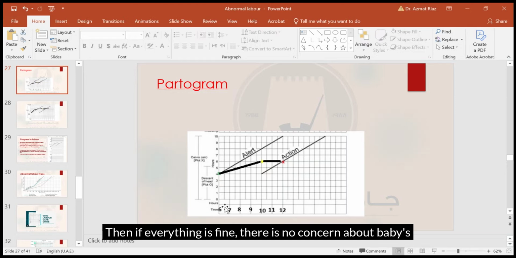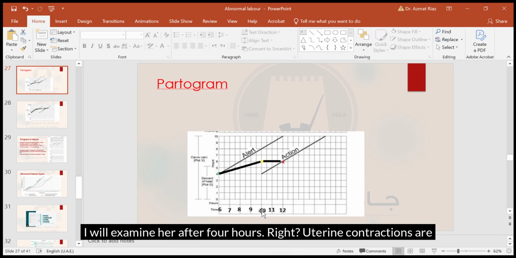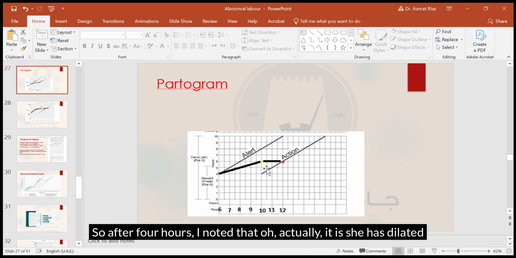Then if everything is fine, there is no concern about the baby's heartbeat or anything, I will examine her after 4 hours. Uterine contractions are normal. Apparently, it's going normal. So after 4 hours, I noted that she has dilated only 2 centimeter. Remember, in 4 hours, 2 centimeter is the minimum. Ideally, it should be more than that.